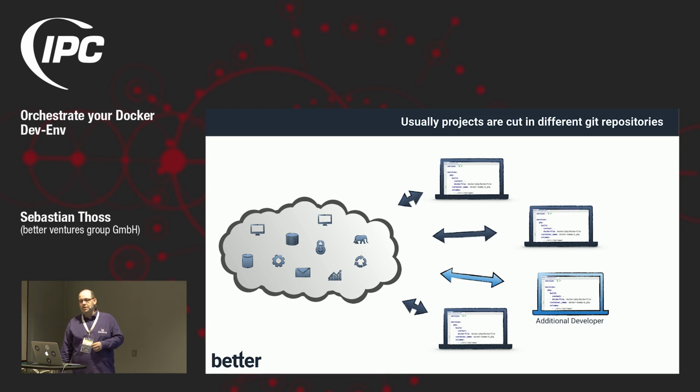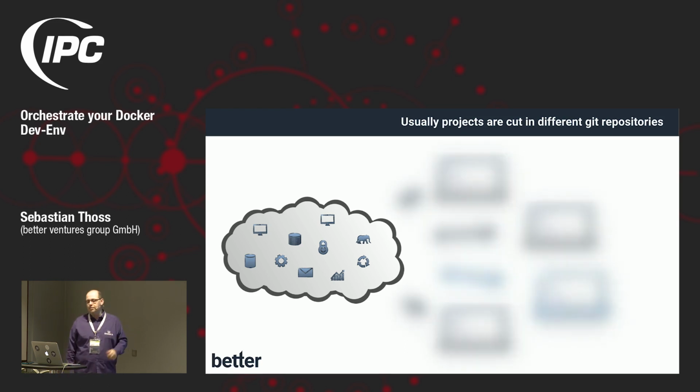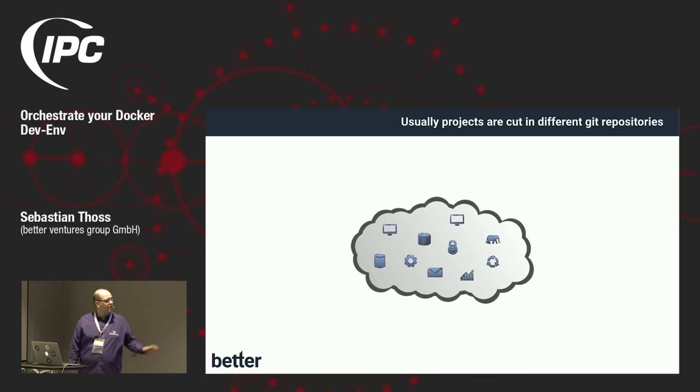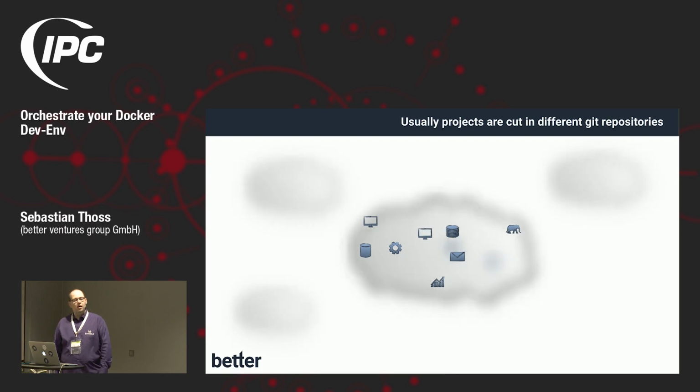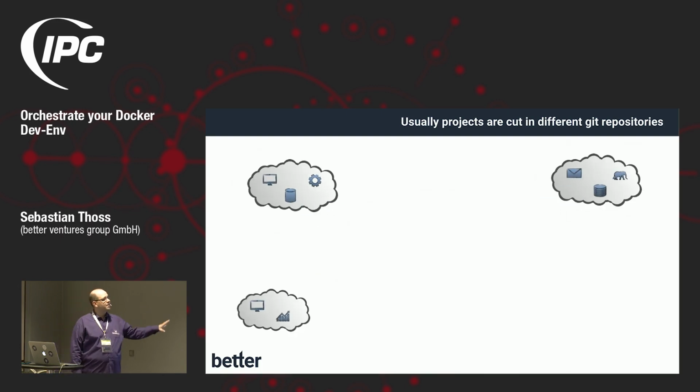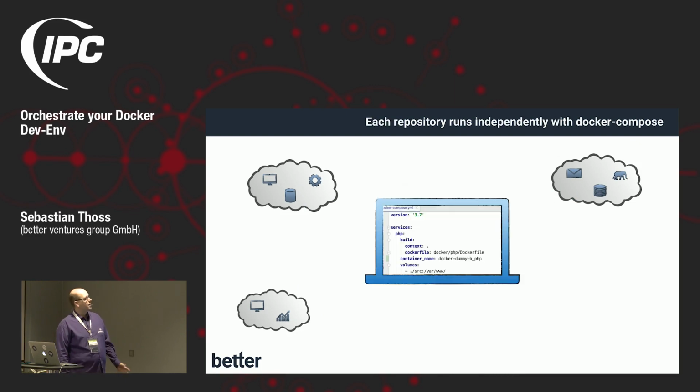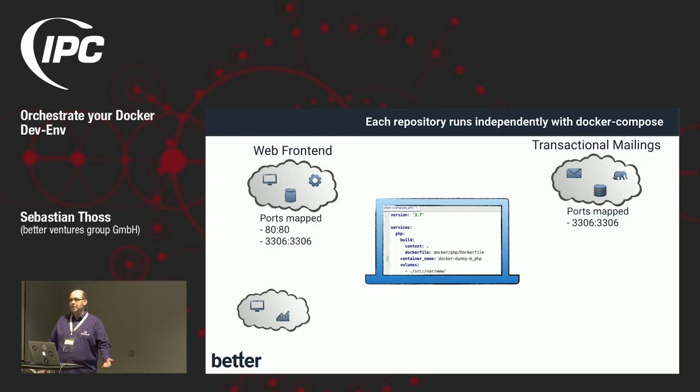And at this time, we simply looked at what we have there. So we simply have this running in the cloud. So we moved, and we have these kinds of repository setups. On a local developer's machine, on a new machine, we have a web front end. We have the transactional mailings, and we have somehow a web backend, or BI, or whatever.